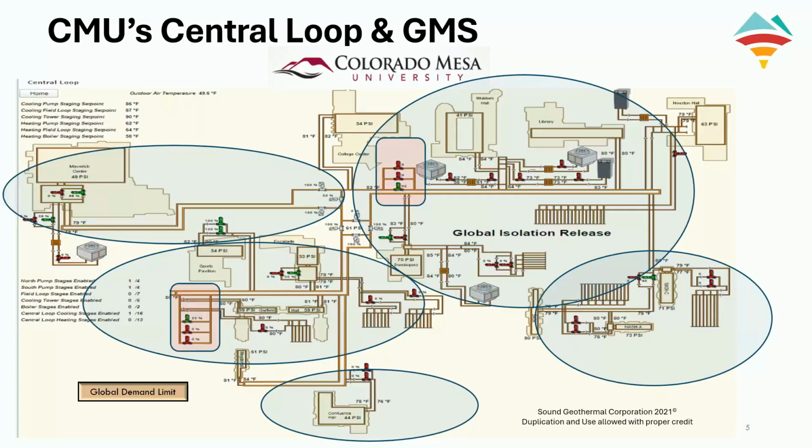This is district number 1. We've got loop fields. We've got a pumping station. This is a main pumping station for the central loop. It's sized to handle about 4,000 tons. And South District 2 is down here. It's a set of dorms. It's mostly heating. Of course, it's isolated, primary, secondary.